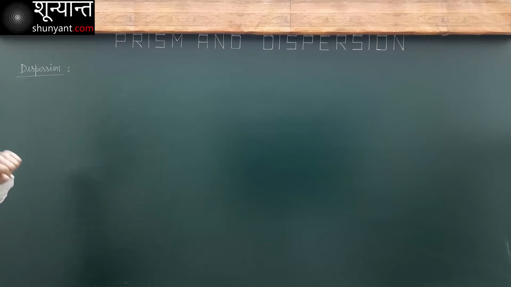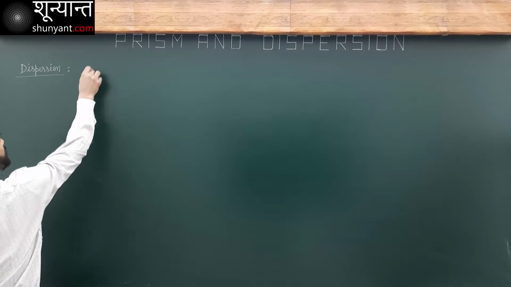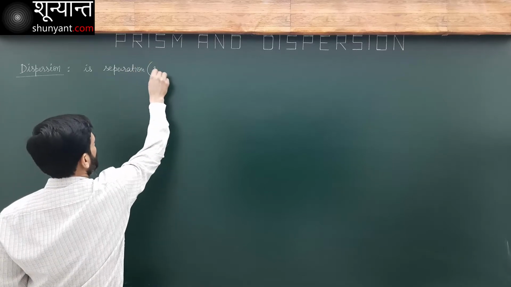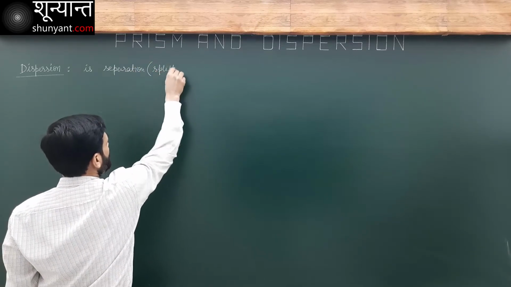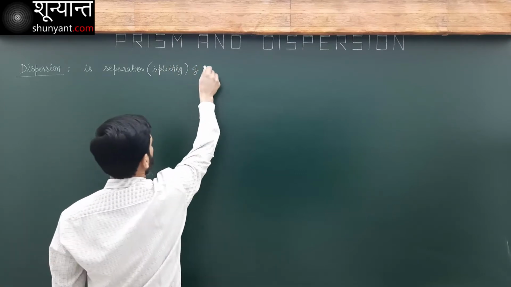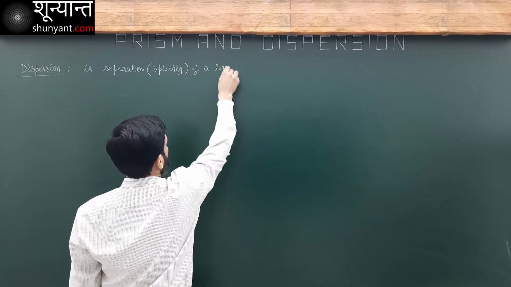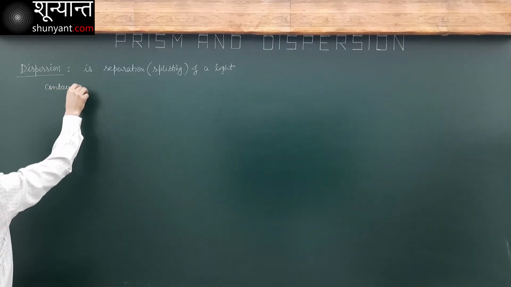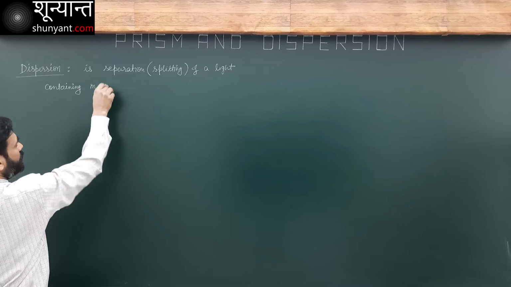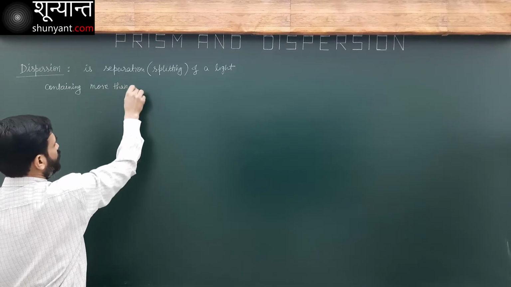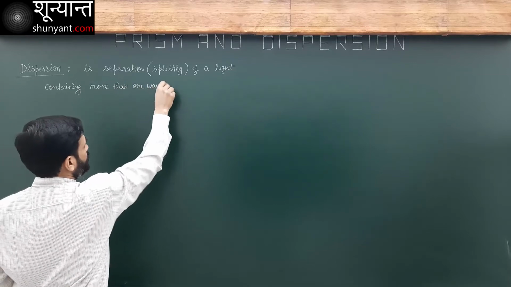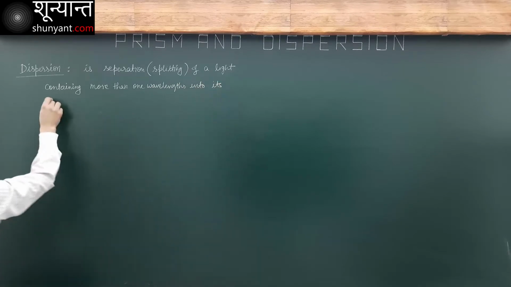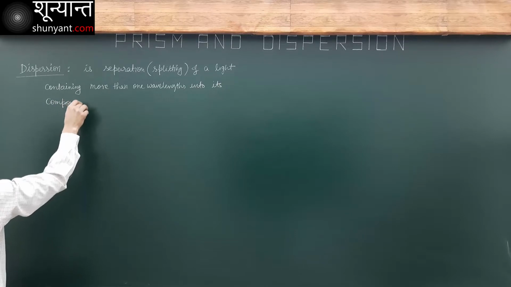In the most general way, we can define dispersion as separation, or we also call it splitting, of a light containing more than one wavelength into its components.